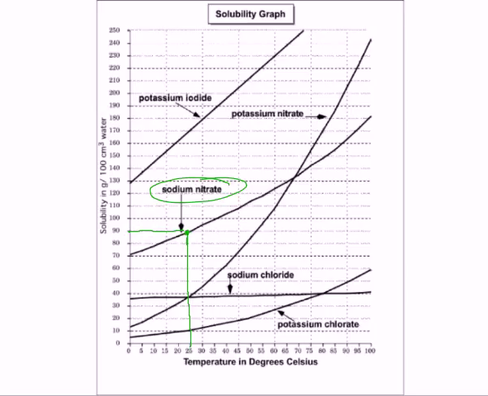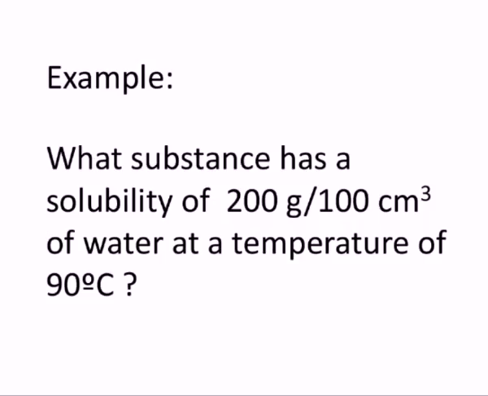That's what I mean by on the line. Saturated, guys, is on the line of your substance that you're looking for. So if it's saturated, the conditions that you're given will be on the line. If your conditions that you're given are above the line, it would be supersaturated. If they're below the line, it would be unsaturated. Let's take a look at another one.